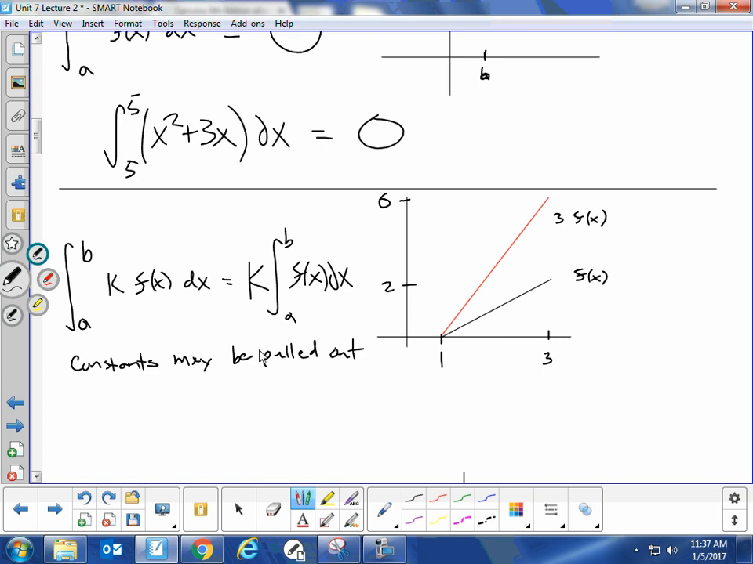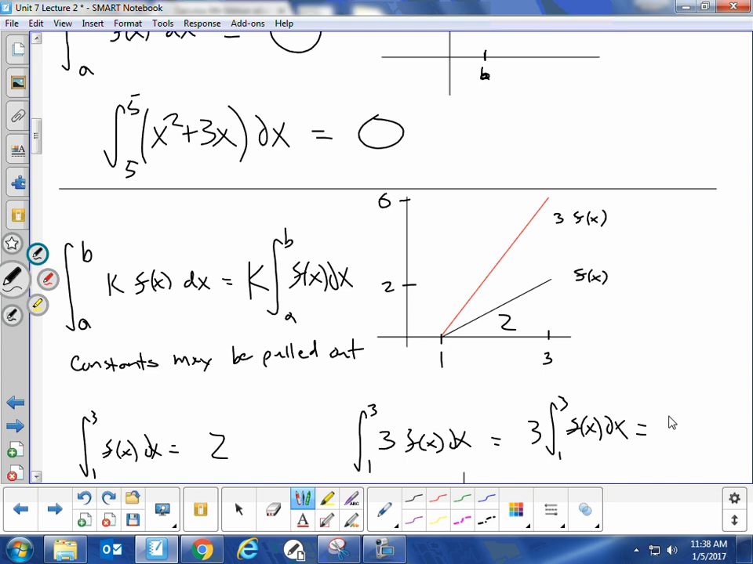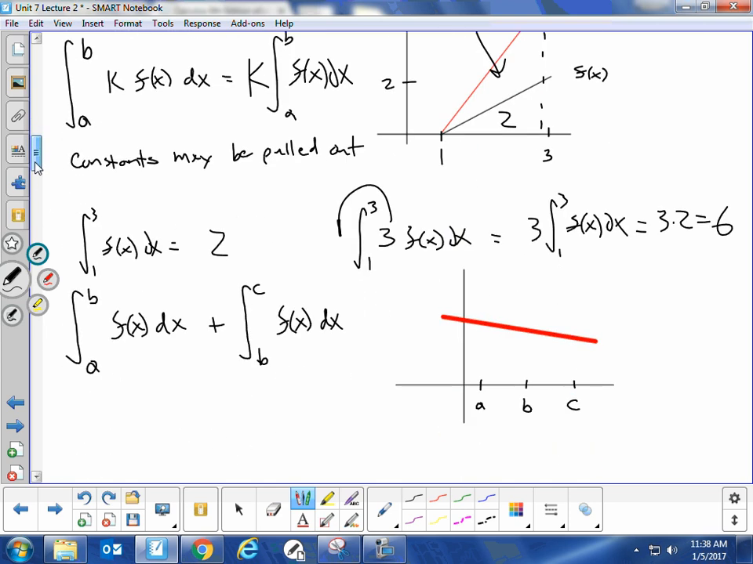Okay. If I look at this, I can kind of see that. The area from 1 to 3 under f of x is equal to 2. This area here is 2. Well, if I looked at the area from 1 to 3 of 3 times f of x, we would think that the area is 3 times the area that I know. So that'd be 3 times 2, which is 6. I can confirm that this area is 6. So checks out. Constants may be pulled out. You could take this 3 and you just move it out, if it simplifies things.